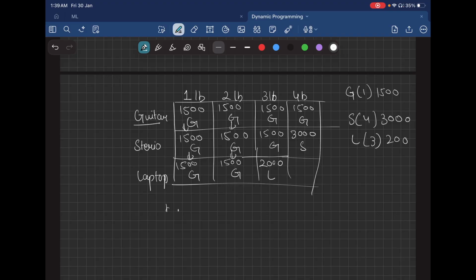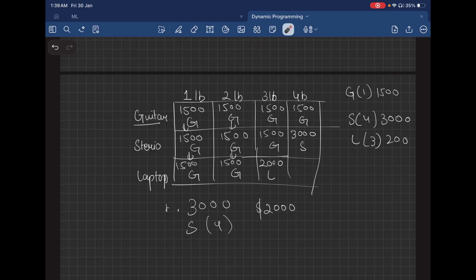Okay. Now, for the 4 pound, this is interesting. Here we have two choices. Either we take the previous choice, that is 3000 for the stereo, which takes us to a space of 4, or we take the laptop, that is 2000. And after the laptop we have one storage space left, a storage space of 1 pound.